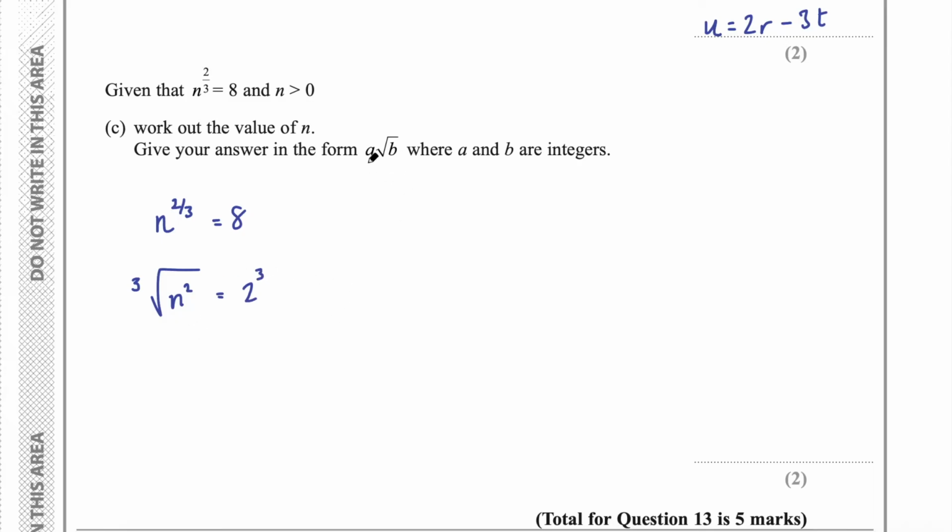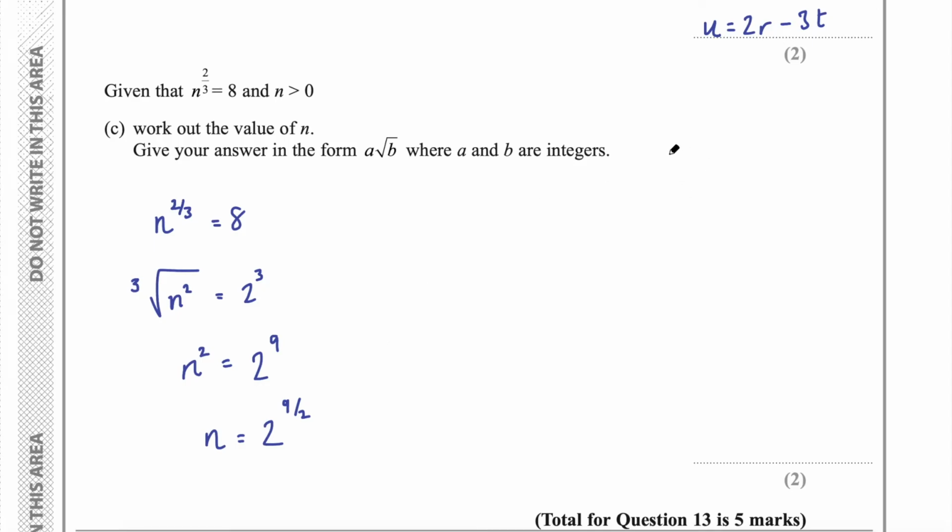The reason I'm doing that is because if we need our final answer in the form of a root b, it's probably going to involve simplifying a radical expression. So I think it's going to be easier if we have a base of 2 rather than a base of 8. Anyways, to get rid of this cubed root on the left hand side, I want to cube the right hand side. So this is going to be n squared equals 2 cubed cubed, which will be 2 to the power of 9. And then to get rid of this square on the left hand side, I'll square root the right hand side. Another way of writing that is 2 to the power of 9 on 2.